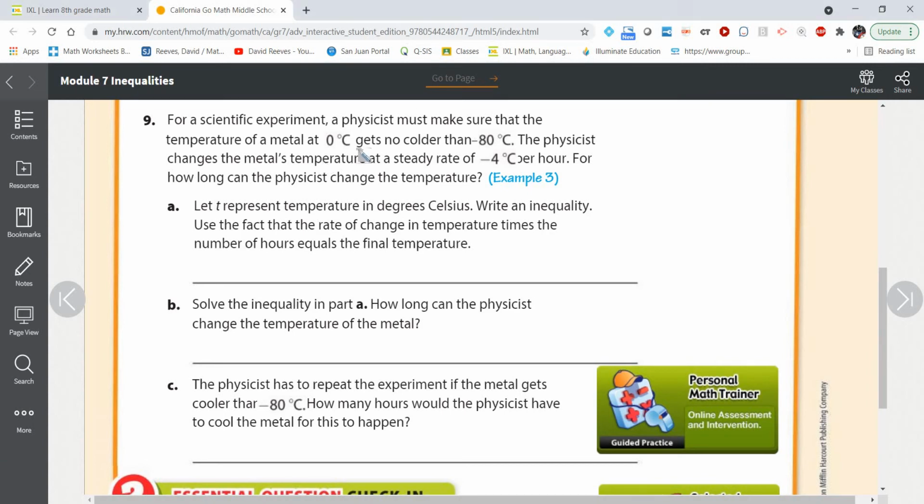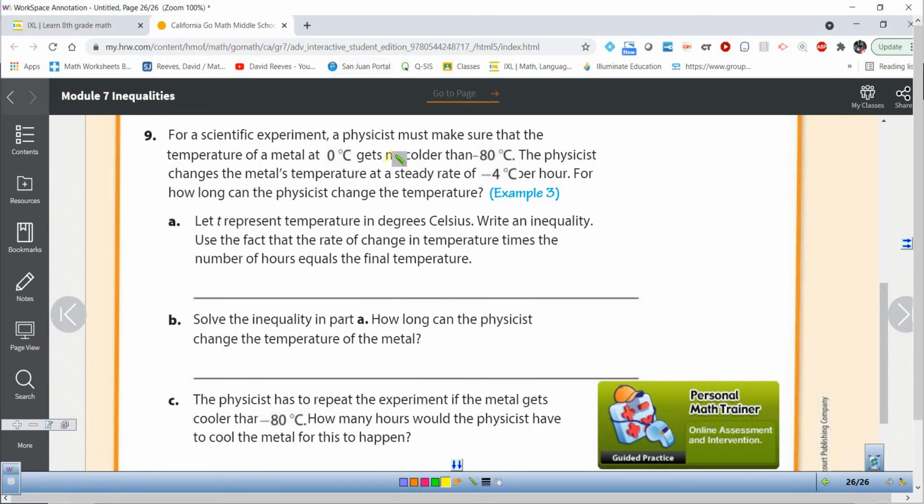All right, so right here we want it to be no colder than. Now let me ask you, where would it be colder than negative 80? Would negative 79, negative 78, would those be warmer or colder? Those would be warmer, right? So no colder than means I need to be greater than or equal to negative 80 degrees. Does that make sense? Greater than is fine, less than is not.